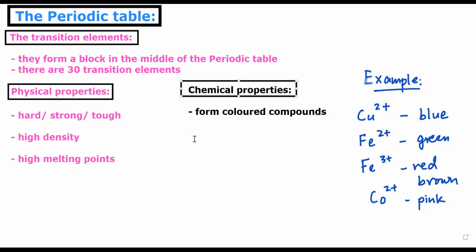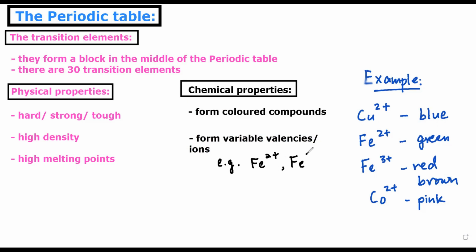Then other than that, what do we say? We say they form variable valencies or ions. What does it mean? Like in front also we have iron 2, iron 3, right? For example, iron has two valencies, iron 2 plus and iron 3 plus. Copper also, copper 1 plus and copper 2 plus.